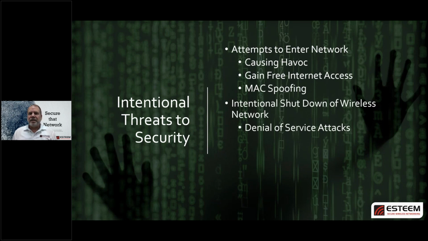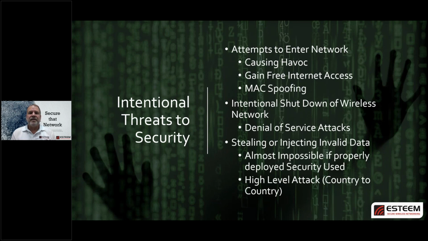And so another thing that they're trying to do is to intentionally shut down that wireless network. So these can be denial of service attacks. And then, we also have either stealing that data or these data breaches, or they're trying to inject invalid data into it. Now, this is pretty well impossible if proper security is deployed. That's really the magic part of this, is properly deployed security. Usually this is high level type of attacks, kind of at a state level or country to country.